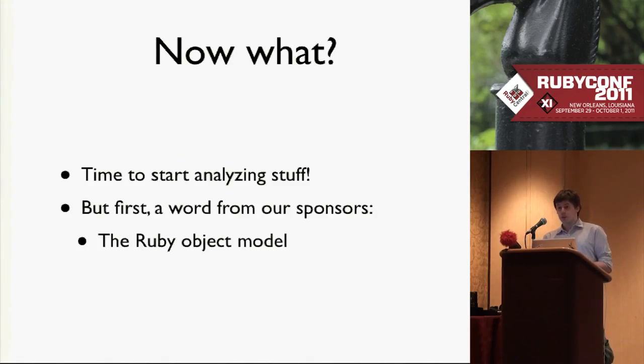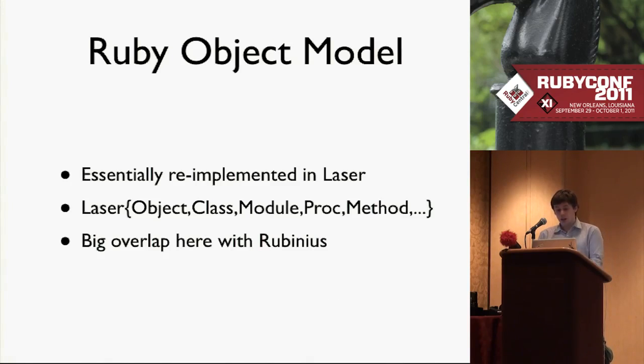analyzing stuff. But first, we need to talk a little bit about how Laser represents the Ruby object model. I pretty much re-implemented the whole thing in Laser. There's a Laser object, a class, module, proc, method. There's big overlap here with Rubinius, and where I think there could be a lot of good work, either me stealing everything they did or vice versa. We'll see how that works out.